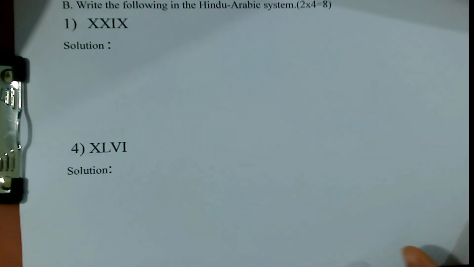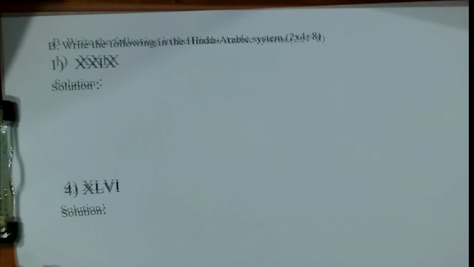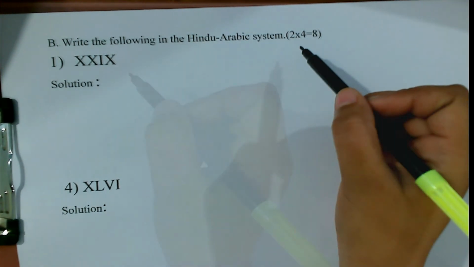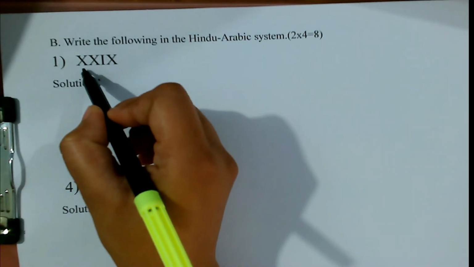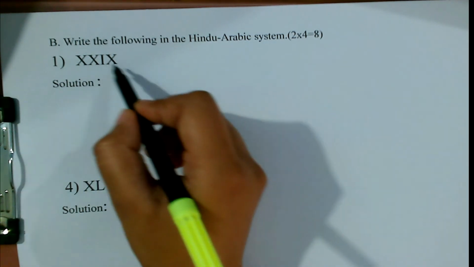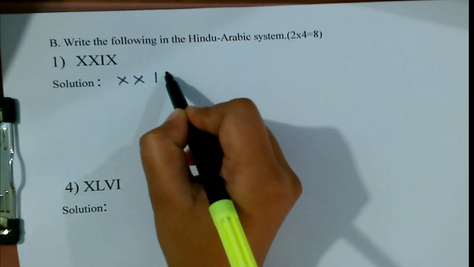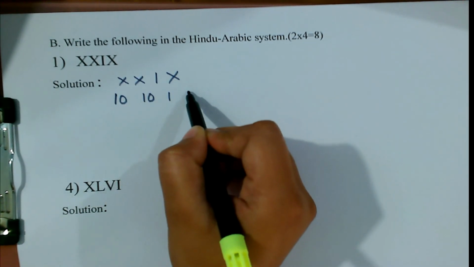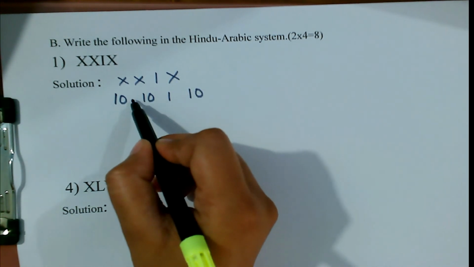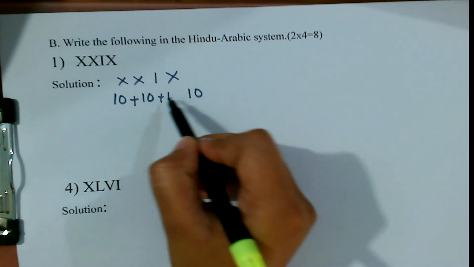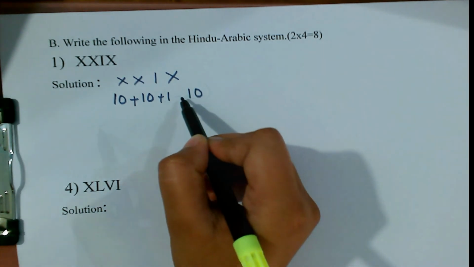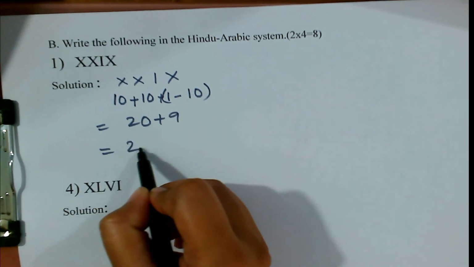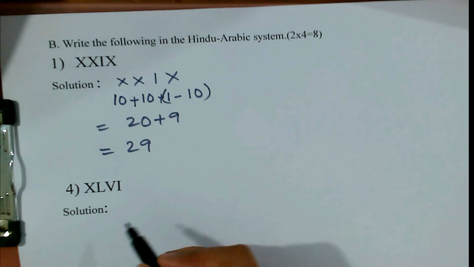Let's do the exercise of Hindu-Arabic system. This question and all, it can come in 2 marks. Let's do this one: XXIX. X is 10 and then 10 and then 1 and then 10. So this one equals 10 plus 10, and then this one, small to big, is minus: 20 plus 9. This one is 29. XXIX is 29.